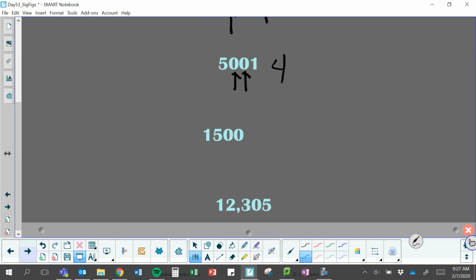Let me try a couple more. Okay, so this next one, these 2 zeros are not sandwiched, so we do not count them. There are only 2 significant figures. And then this 0 here is sandwiched, so we count it. Altogether, we have 5 significant figures.